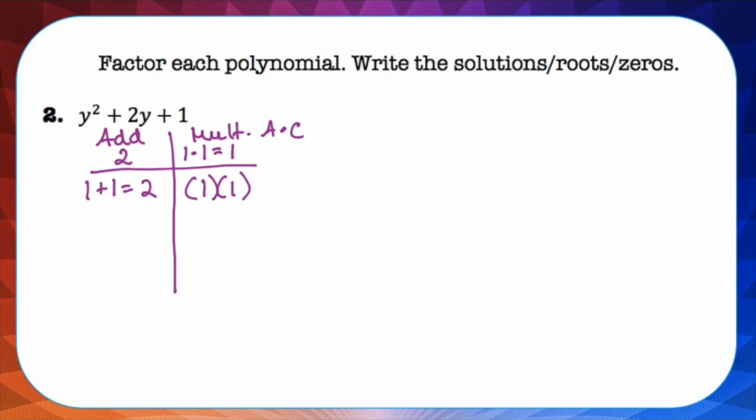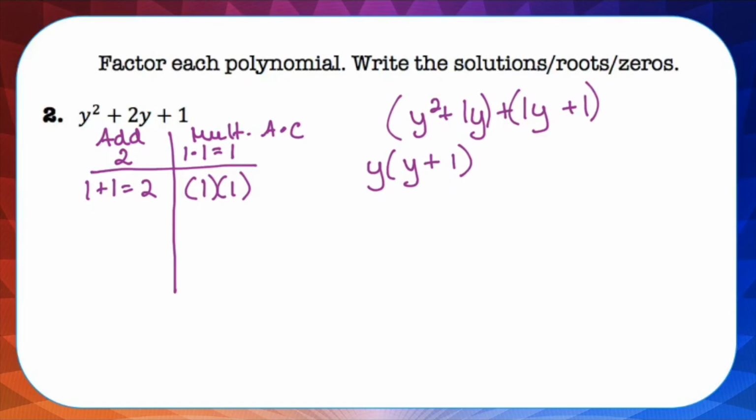So then I'm going to break up the 2y in the middle into 1y plus 1y. And then I'm going to copy down the rest of the original problem, which was y squared plus, and then plus 1 at the end. So now we're going to group and factor. So put parentheses around each side, keeping the sign in the middle separate.